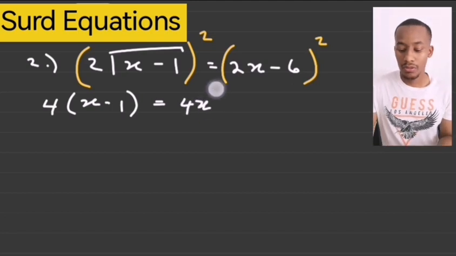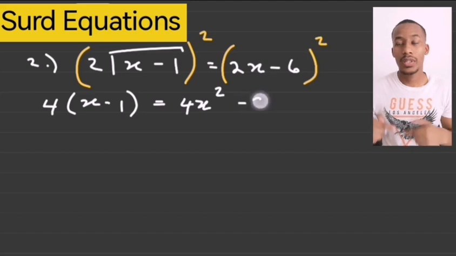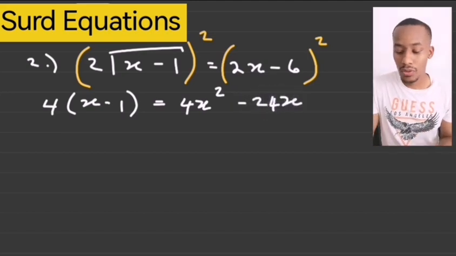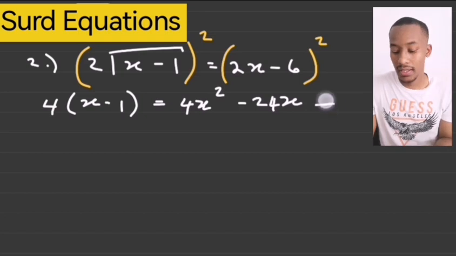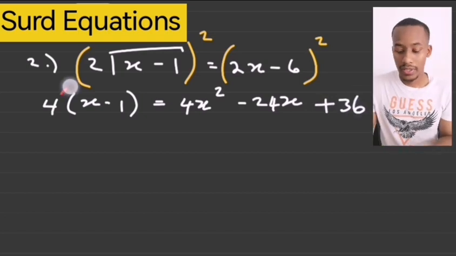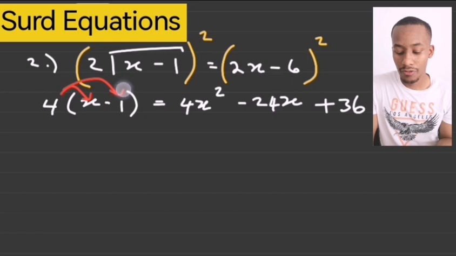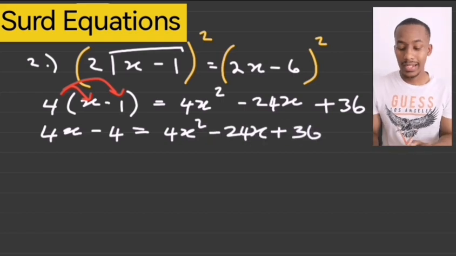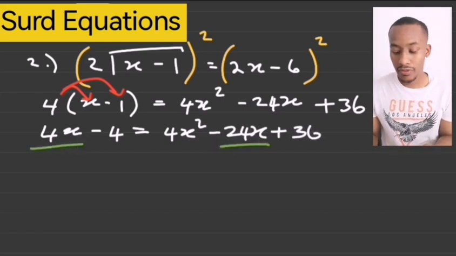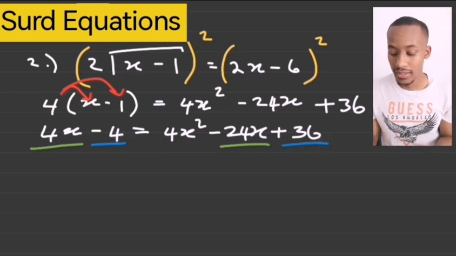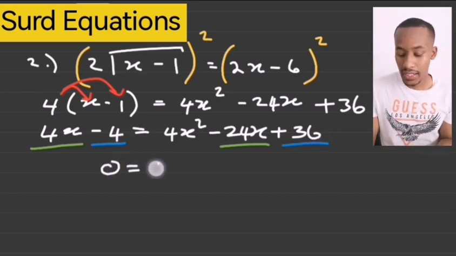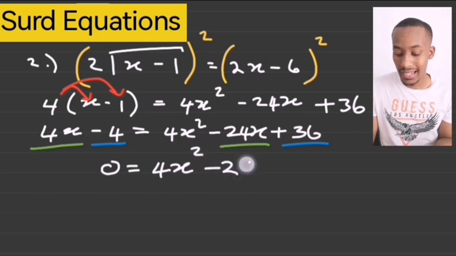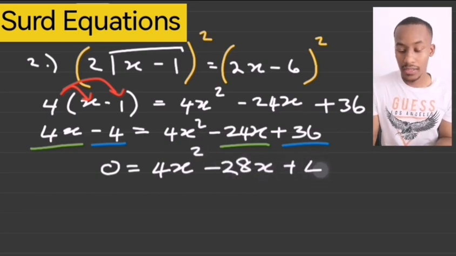That now becomes 4x squared minus, well, 2 times 6 is 12, then we have to double that. So it's 24x plus 36. Now we're going to multiply the 4 inside. That gives me 4x minus 4. And all I now have to do is add my like terms. So let's link up the 4x with the 24x and the negative 4 with the 36. So that gives us x squared minus 28x plus 40.